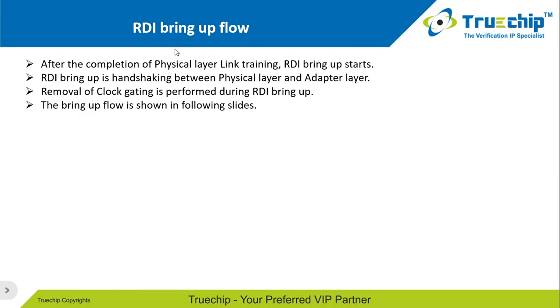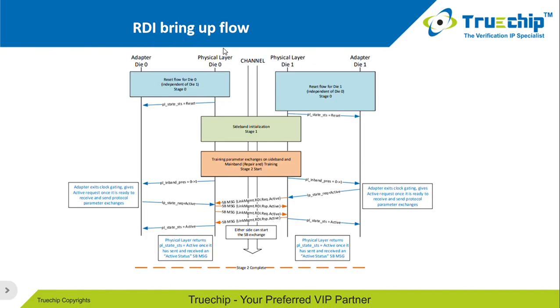So after the completion of physical layer link training, RDI bring up will be started by the physical layer to the adapter layer, which is performed for the removal of clock gating. So here is the RDI bring up flow. After the completion of stage 2, which is the physical layer link training, the RDI bring up will start, and after the RDI status moves to the active state, the RDI bring up will be completed, and the stage of parameter exchanges will start.